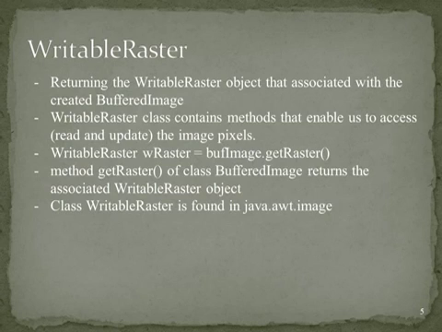Returning to the raster object associated with the created buffered image, the WritableRaster class contains methods that enable us to read and update the image pixels. So WritableRaster wRaster equals bufferedImage.getRaster. The getRaster method of the BufferedImage class returns the associated WritableRaster object. The class WritableRaster can be found in java.awt.image.